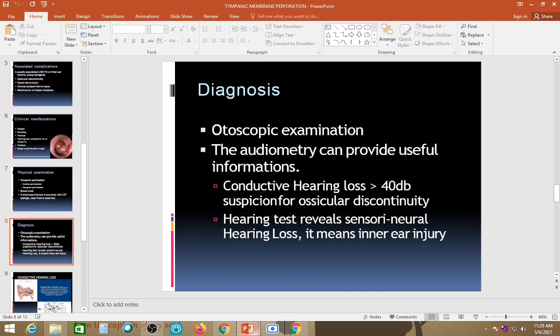The diagnosis: otoscopic examination, and the audiometer can provide useful information. Conductive hearing loss greater than 40 decibels raises suspicion of ossicular discontinuity. Then if the hearing test reveals sensorineural hearing loss, it means inner ear injury. What do you understand is the difference between conductive hearing loss and sensorineural hearing loss? Can you tell me, Iba?